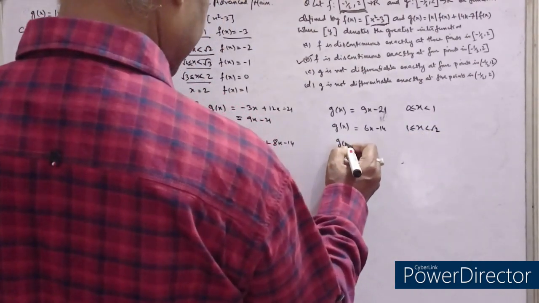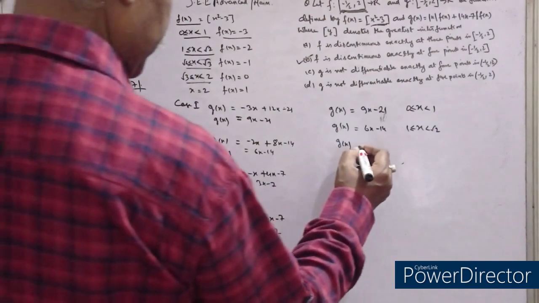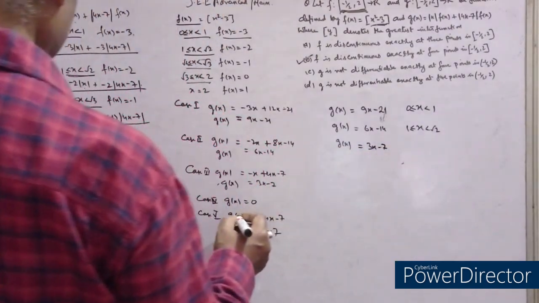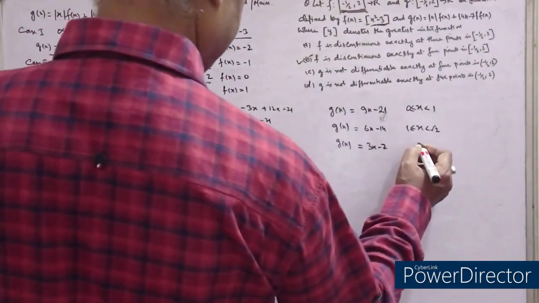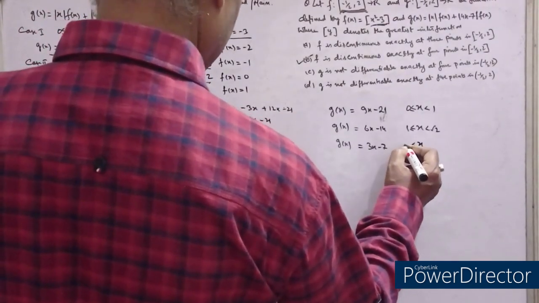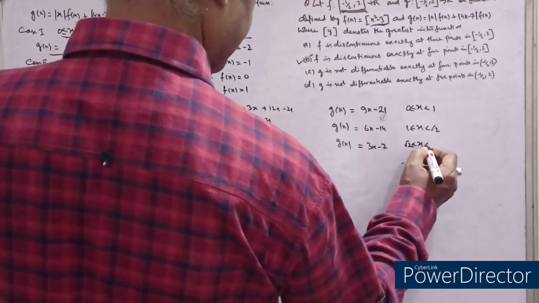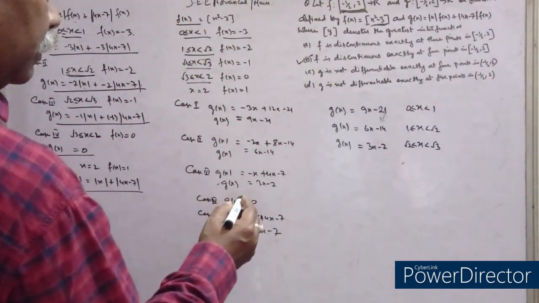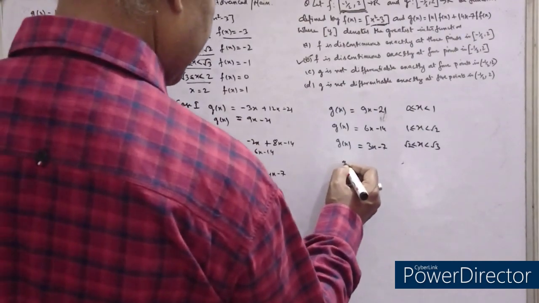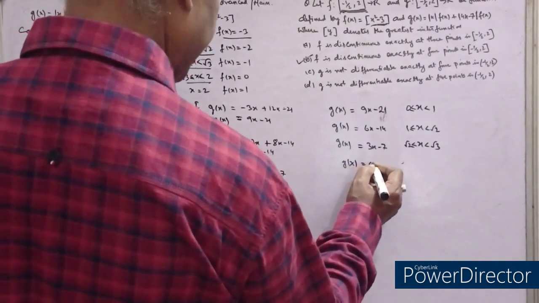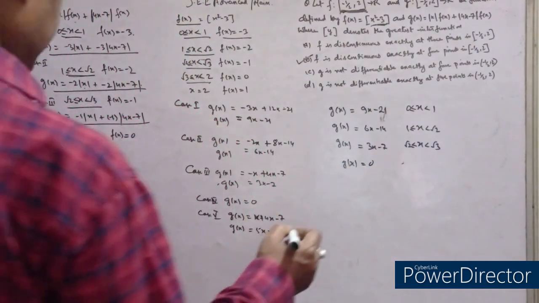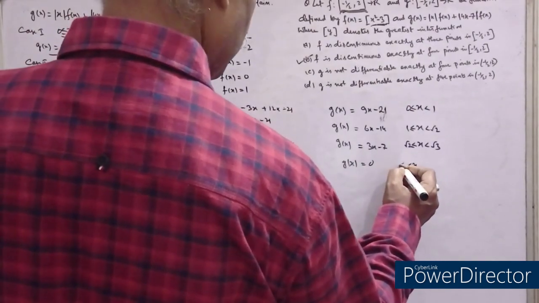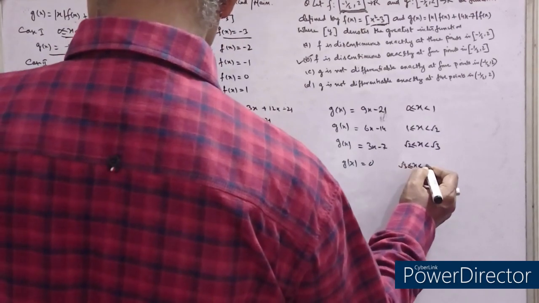Again g(x), I got the value equal to 3x minus 7, in the interval x greater than or equal to root 2 and less than root 3. And now g(x) is equal to 0 in the interval x greater than or equal to root 3 and less than 2.